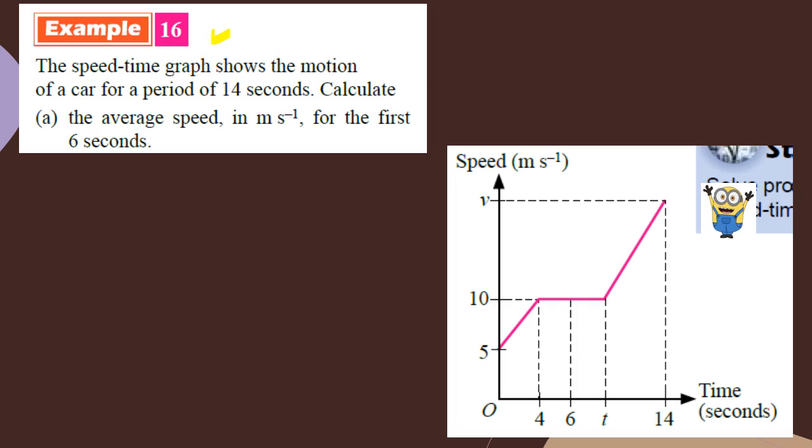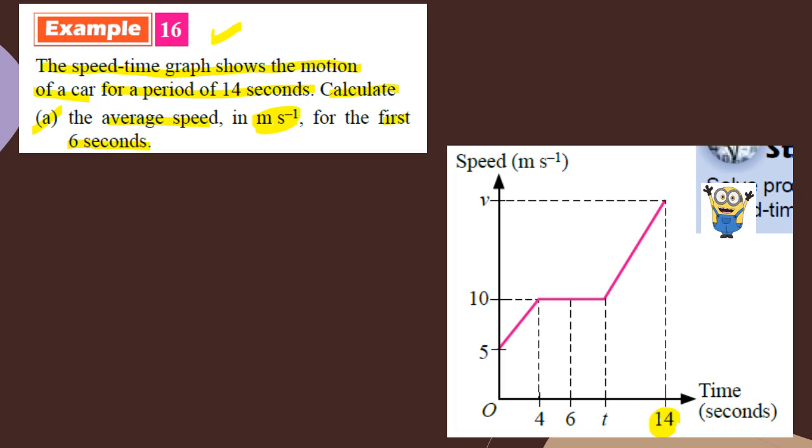Let's see example 16. The speed time graph shows the motion of a car for a period of 14 seconds. Here is the graph, 14 seconds. Calculate, the first question, the average speed in meter per second for the first 6 seconds.